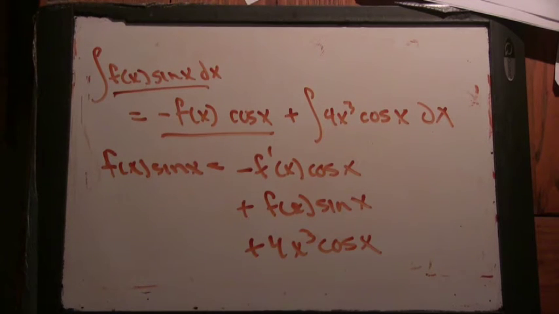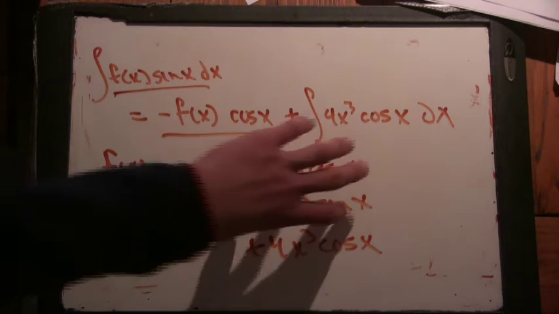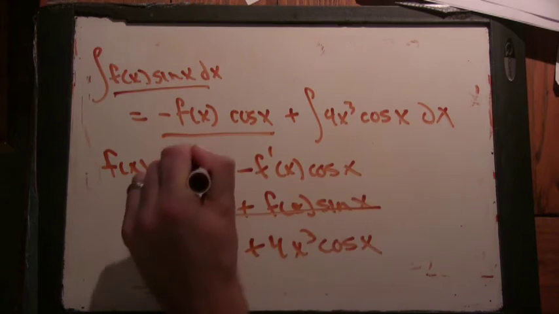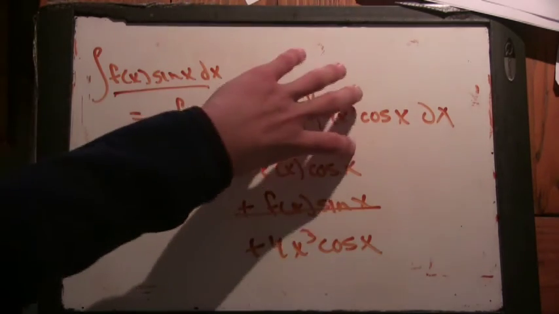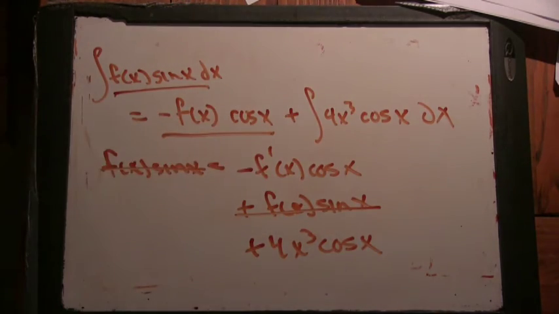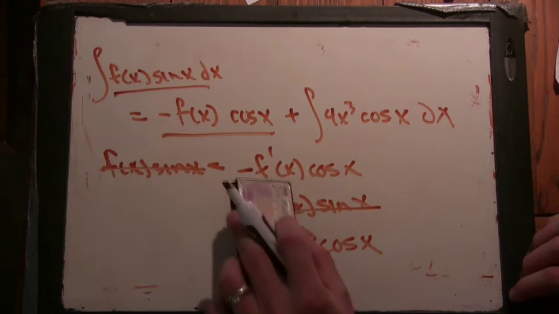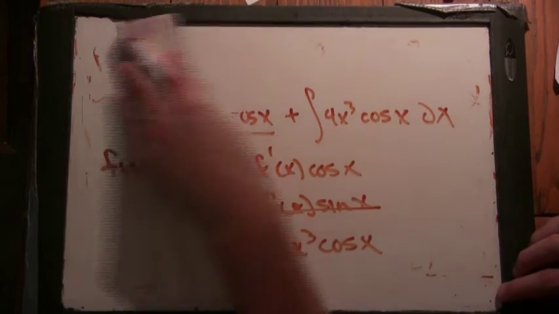Okay. How does this simplify? Well, we can just subtract this away from both sides, and then we can move this to the other side and take out a cosine. Sorry, I put my papers on top of the eraser so I couldn't find it. Okay, so I end up with 4x cubed cosine x equals f prime of x cosine x.